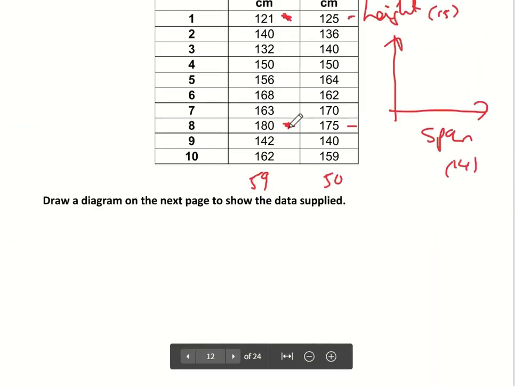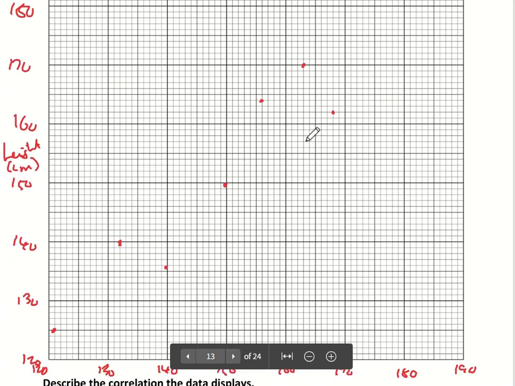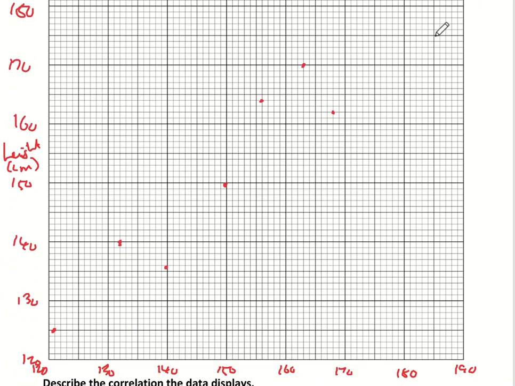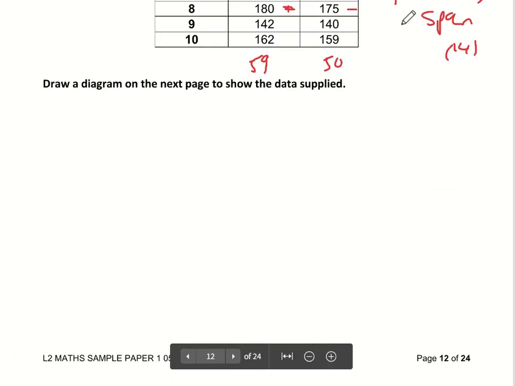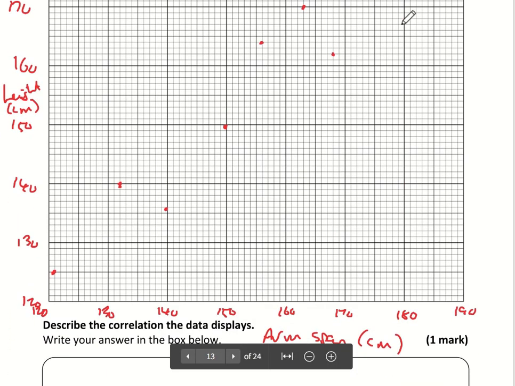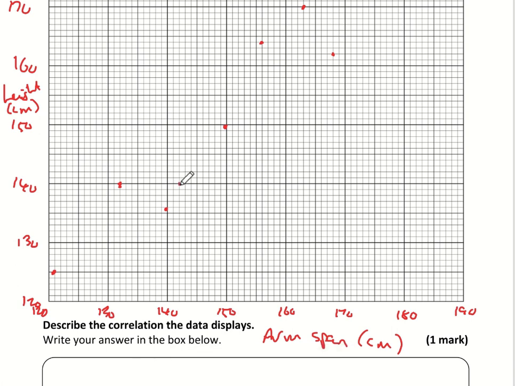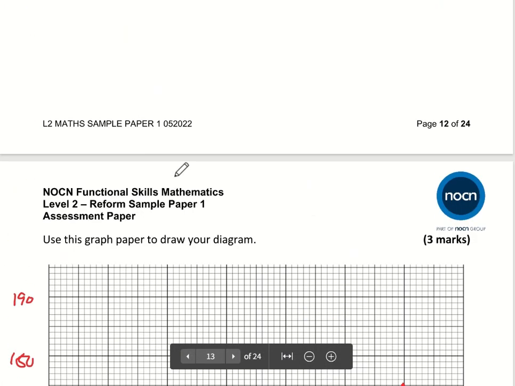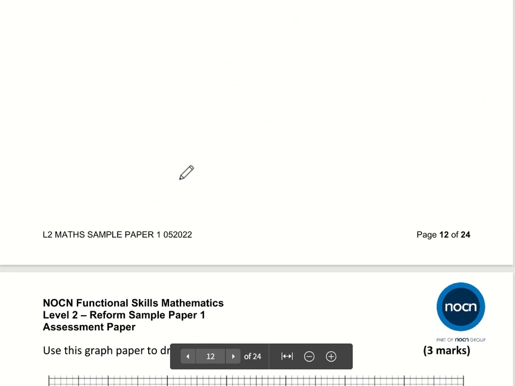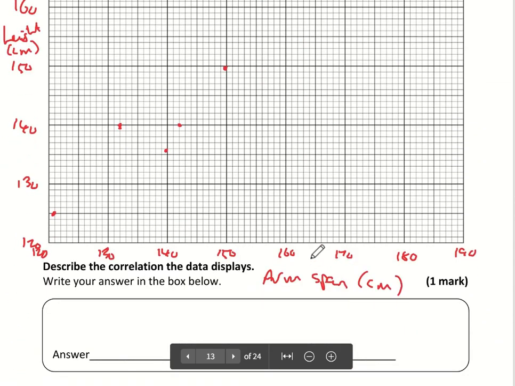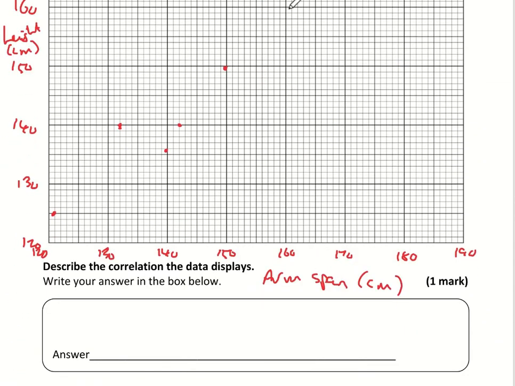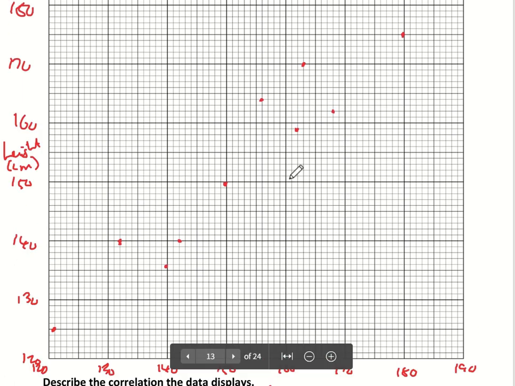Only 3 more to go. 80, 75. 80, 75 is there. 42, 40. 42, 40, and the final one, 62, 59. Okay, 62, 59. Okay, right, so describe the correlation.